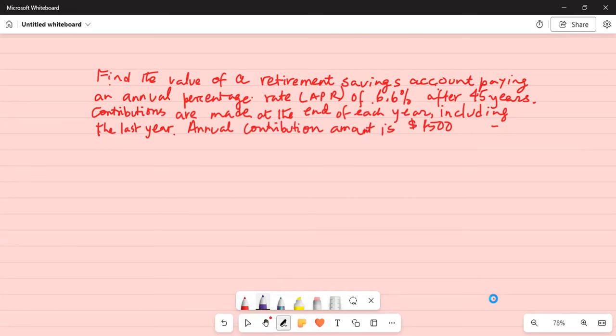Find the value of a retirement savings account paying an annual percentage rate, APR, of 6.6% after 45 years. Contributions are made at the end of each year, including the last year. Annual contribution amount is $1,500. Okay, so let's take a look at this problem.